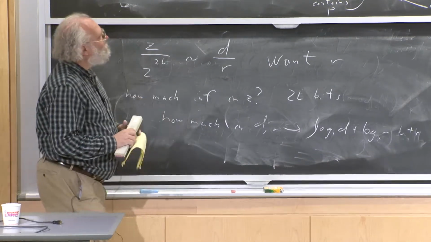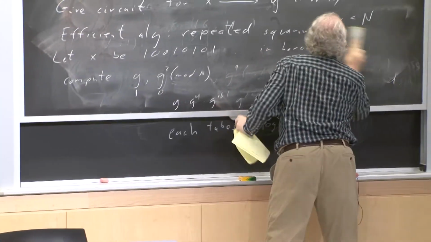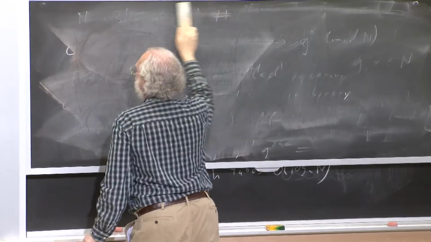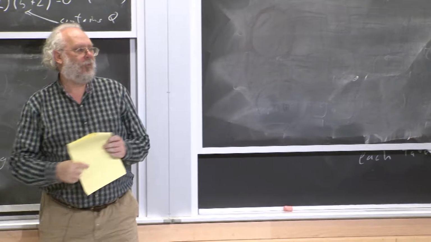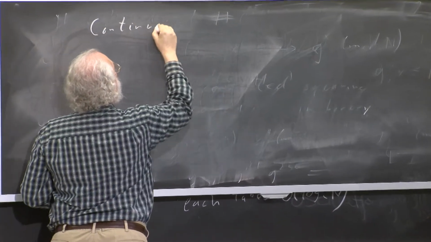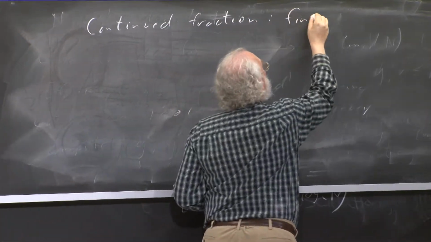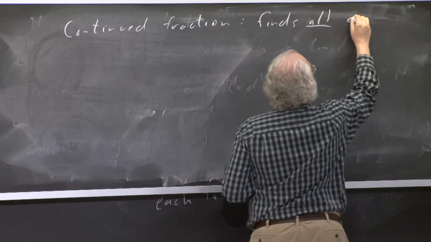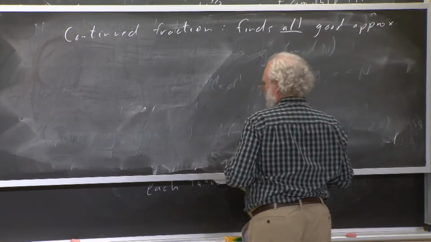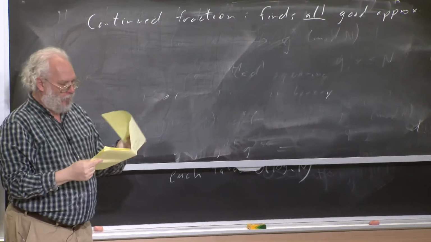Okay. So continued fraction is an algorithm which finds all good approximations to a real number. Where there's a technical definition of good approximation we won't use.